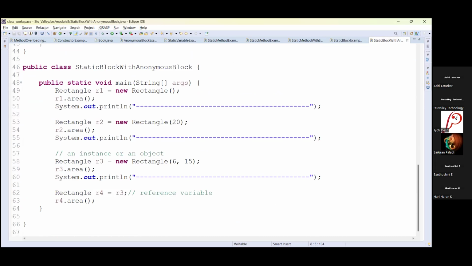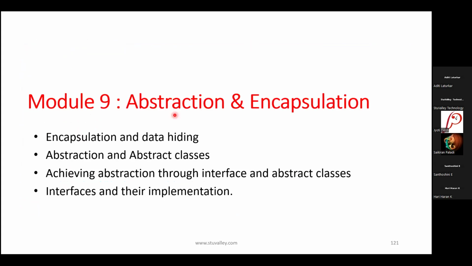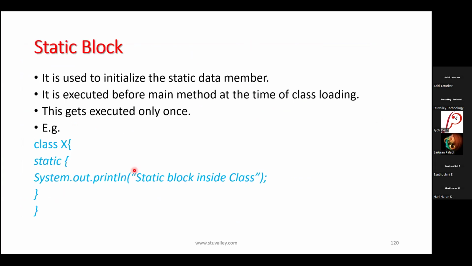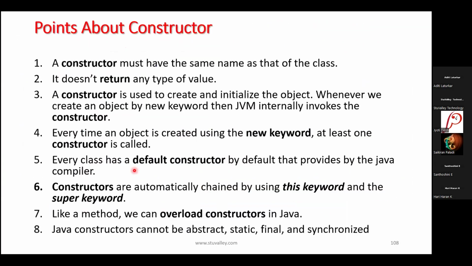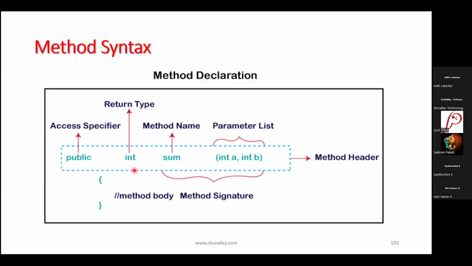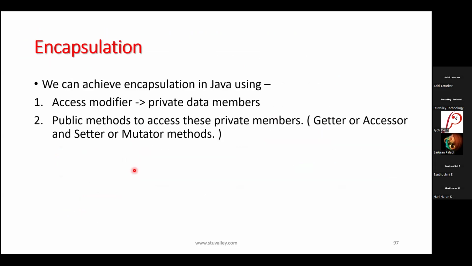So this is the end of your module. Next module is abstraction and encapsulation. So in the next session, we will start with the encapsulation concept first. What is encapsulation? That we have already seen. We will quickly revise what is encapsulation. In the last module, we have learned all the differences of all the four pillars.